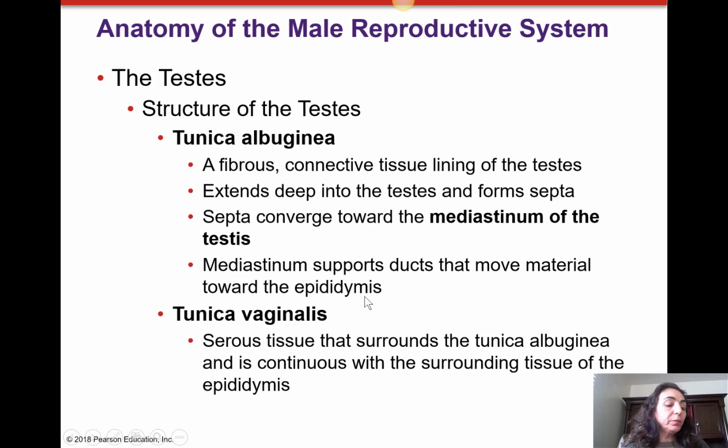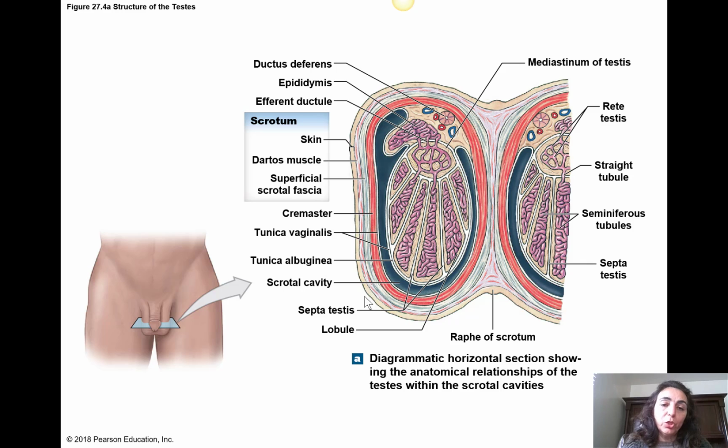Now let's go and see the picture of the testis, right? So here you see the scrotum from the outside, from the skin that you have dartos muscle, then you have superficial scrotal fascia, and then after that, that's the one that we saw as the cremaster fascia, and then you have the cremaster, right? Then you see that you have one layer of the tunica vaginalis lining inside of the scrotum here, and then you have the other layers of that.